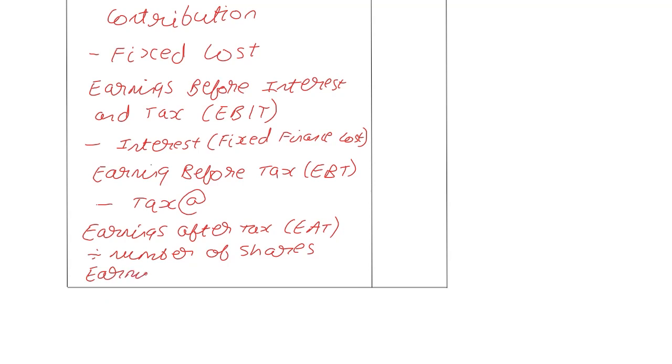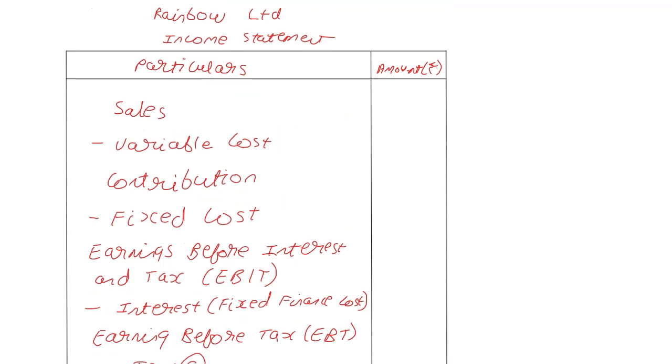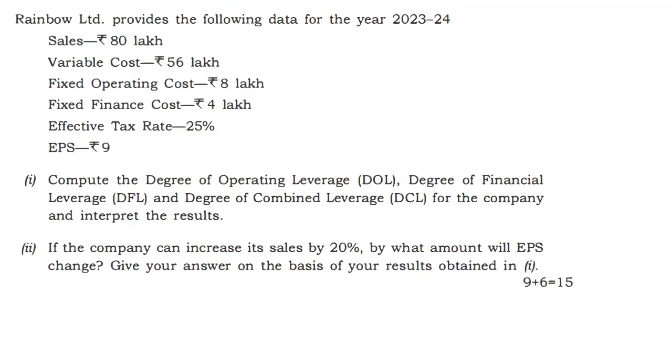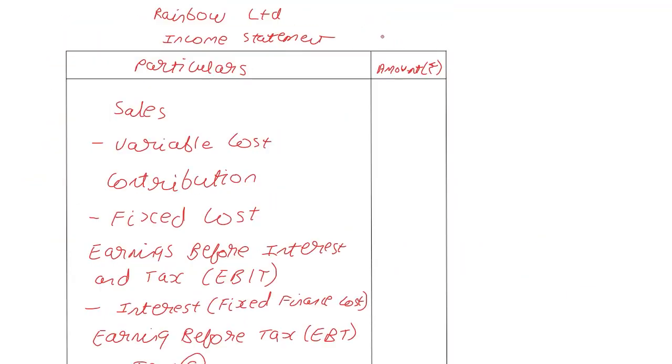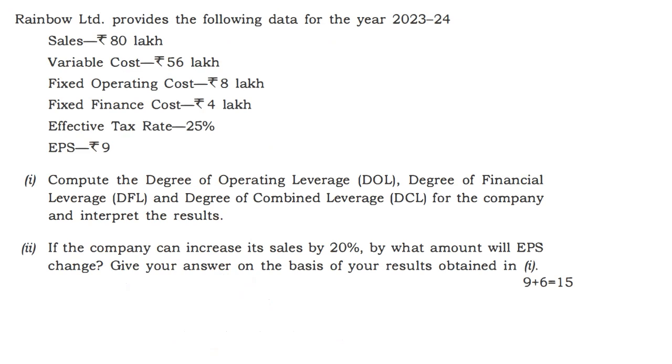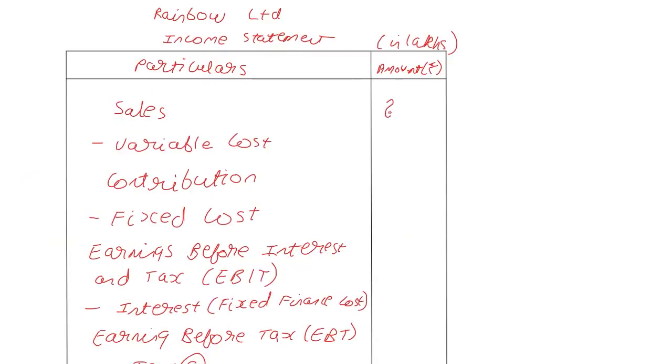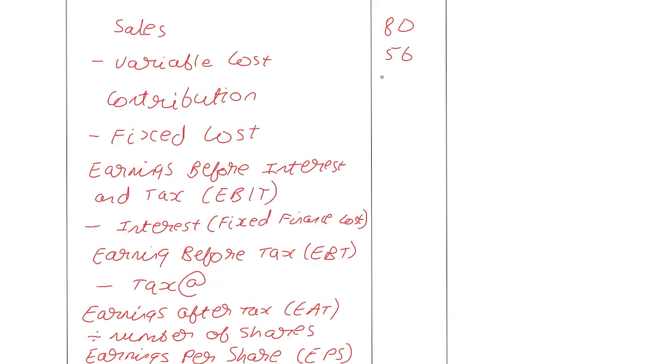Earnings per share, the short form is EPS. Okay, so now that we have this in place, we can go back here and start filling up. Okay, and we can write in lakhs, so we don't have to put too many zeros. So 80, 56, 80, 56. Okay, subtraction for will give us 24.